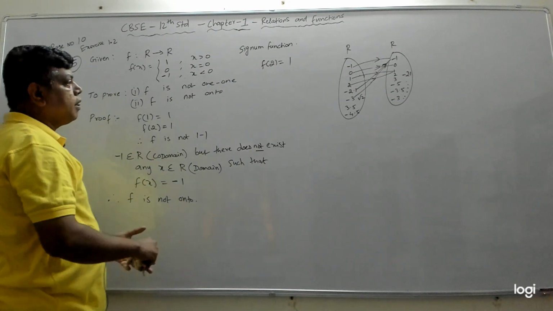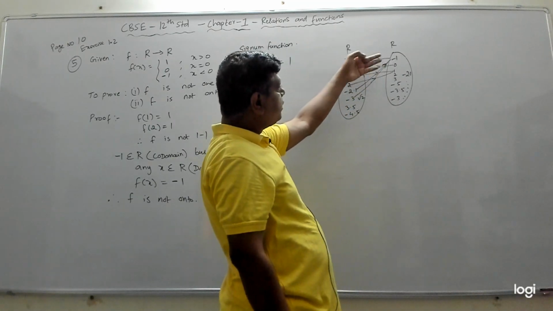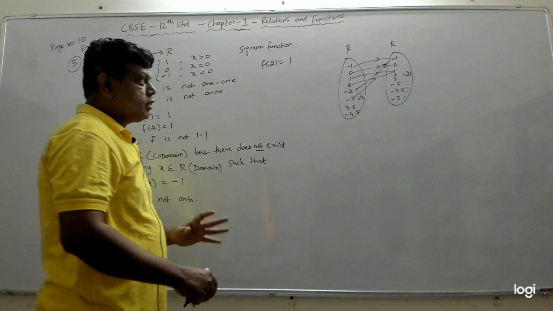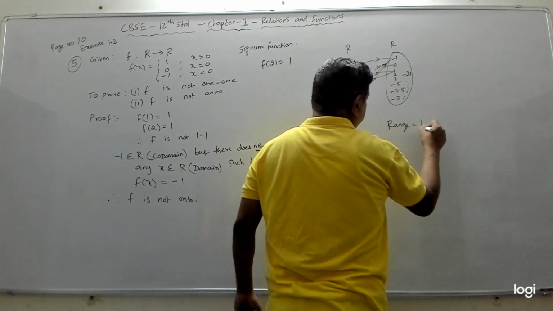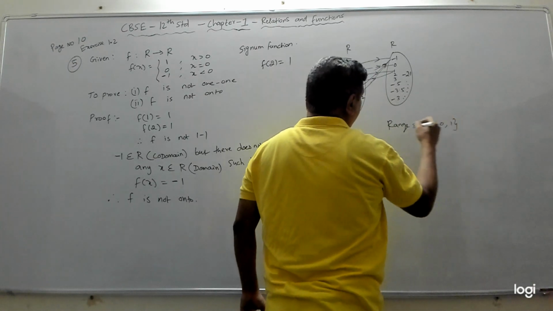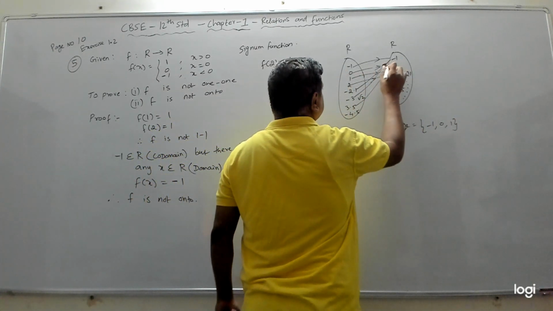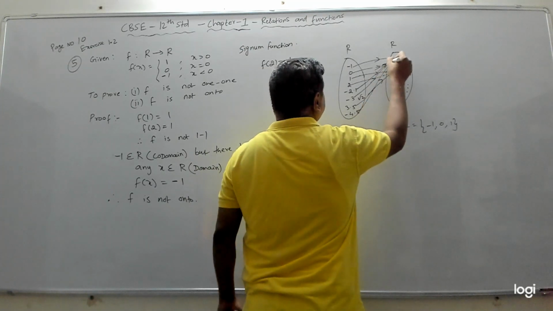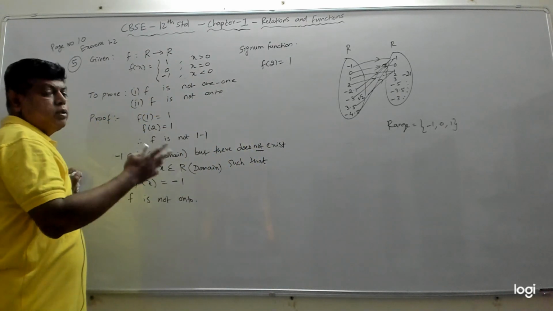So similarly, all the elements here get mapped to only these three elements: minus 1, 0 or 1. The range is only three elements. The range of this set is what? The set of all mapped elements. The range is minus 1, 0 and 1. All the elements like 3.5 will go to 1 because positive. Minus 4.5 will go to minus 1. So all the negative numbers go to minus 1, all the positive numbers go to 1.